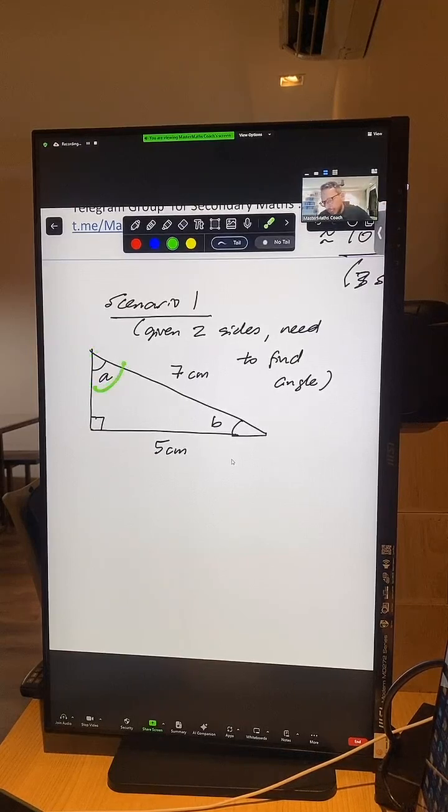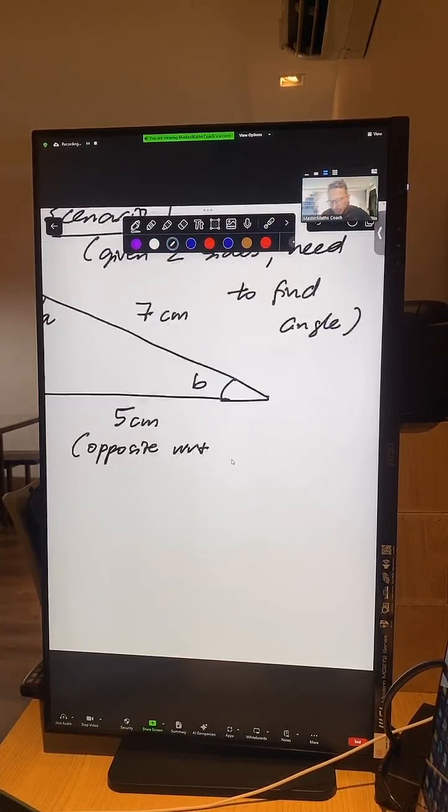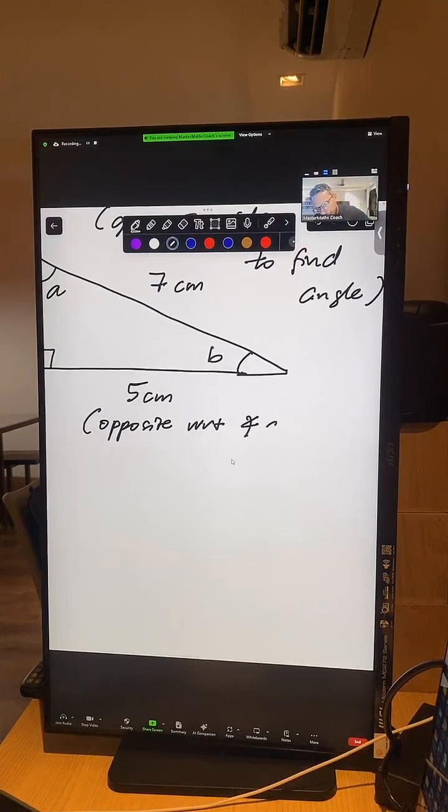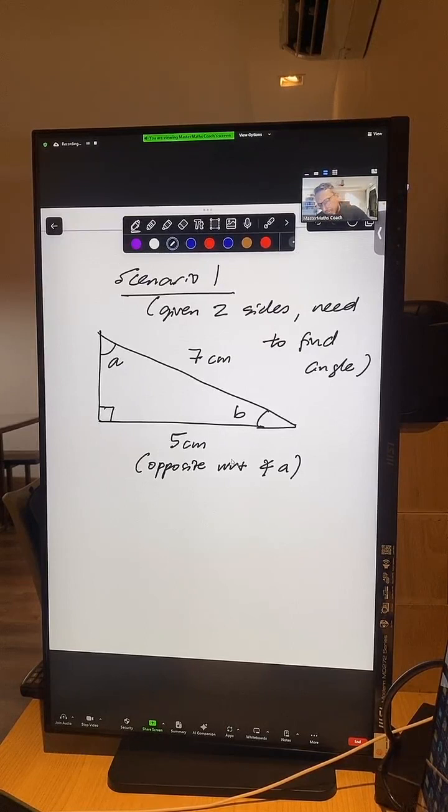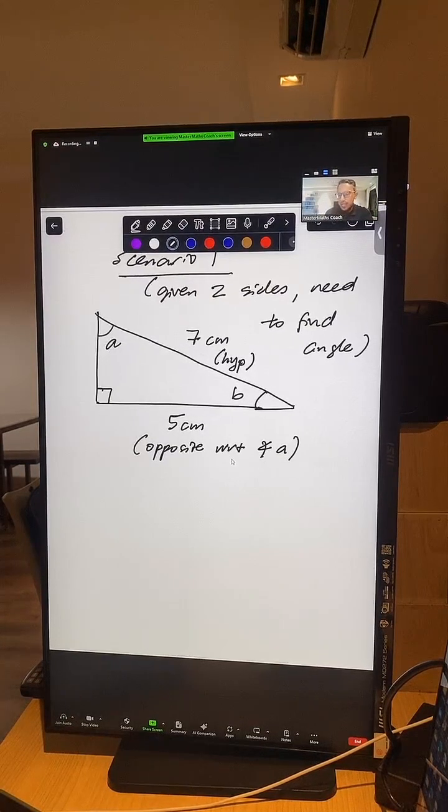Now, if I want to find angle A, this side becomes my opposite side. So I write there, opposite with respect to, WRT, angle A. Now, the 7 cm is my hypotenuse. Whether I'm talking about angle A or angle B, it will always be my hypotenuse. So I have opposite, I have hypotenuse.